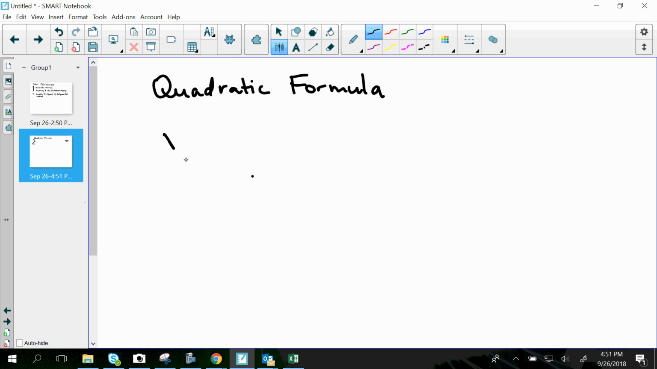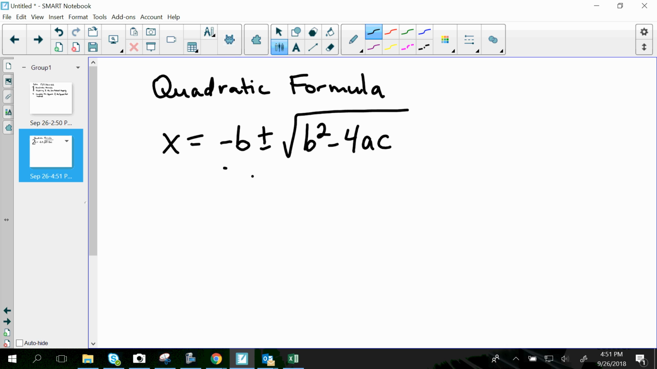Sure, a lot of us know it. X equals negative b plus or minus the square root b squared minus 4ac all over 2a. And I do always require students to memorize this because it's something that you will use a lot in mathematics, so you should know it by heart.